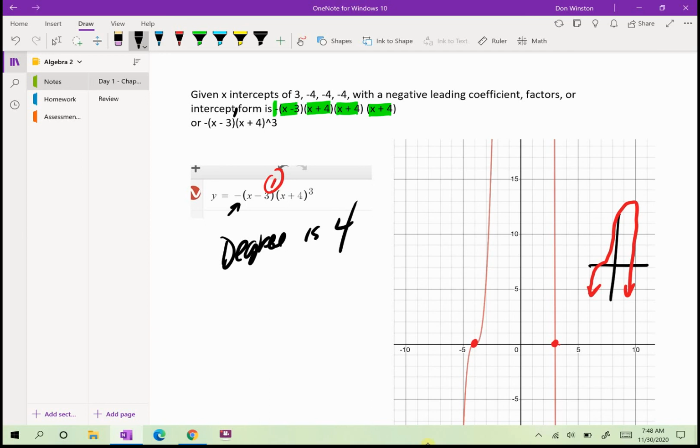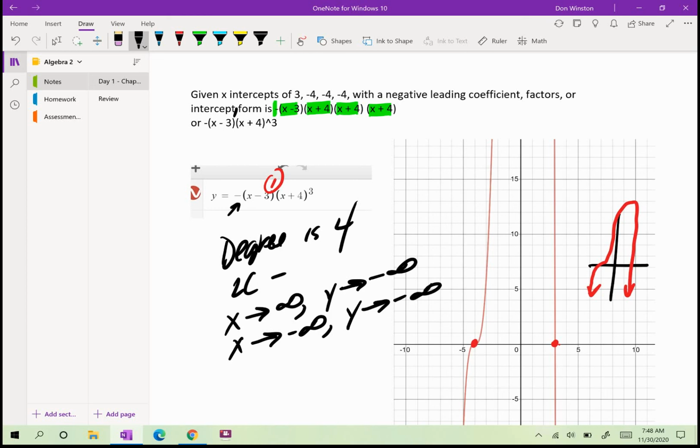And the leading coefficient is negative. So as x goes to positive infinity, y will go to negative infinity. As x goes to negative infinity, y will go to negative infinity. I do want you to notice though, it only has 2 bends.